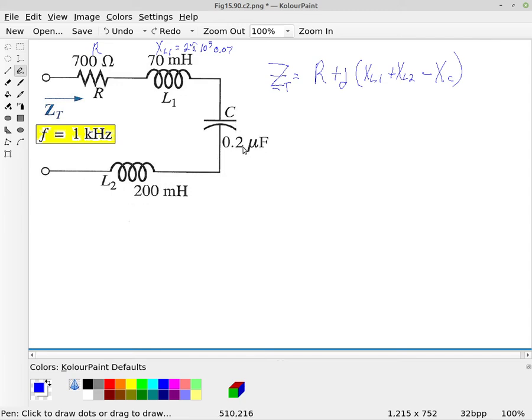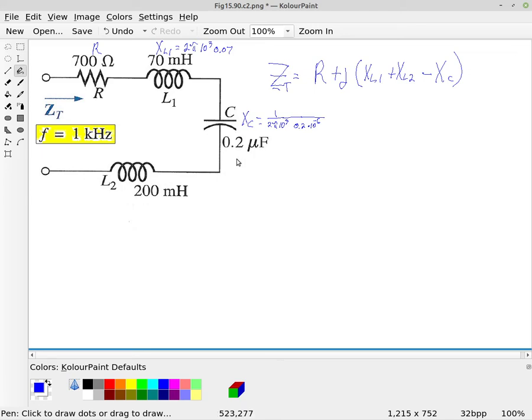And then for the capacitor, the capacitive reactance is going to be 1 over 2 times pi times 1,000, 10 to the 3, times 0.2 times 10 to the minus 6 for micro.